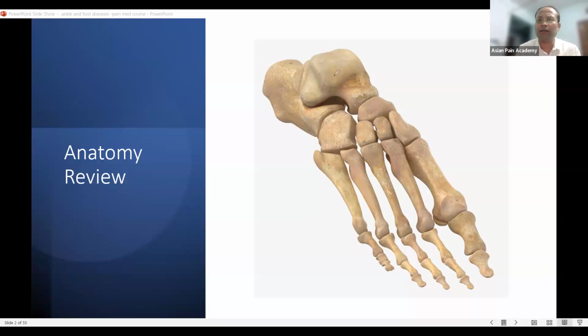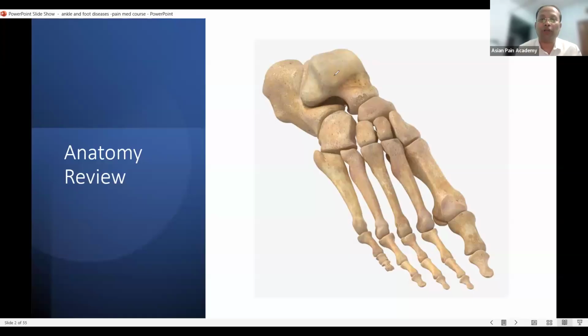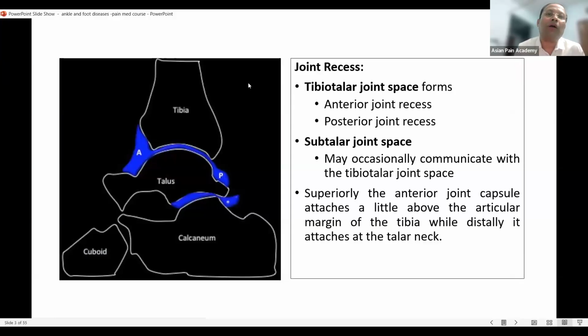So this is the bony anatomy, first part. Now you see the upper part of the talus bone. What is attached there to form the joint? That is the tibia and fibula. If we talk about the joint recess, then the tibiotalar joint forms the anterior joint recess and posterior joint recess. So what is the recess? Recess means the synovial sac, the synovial capsule of the joint.